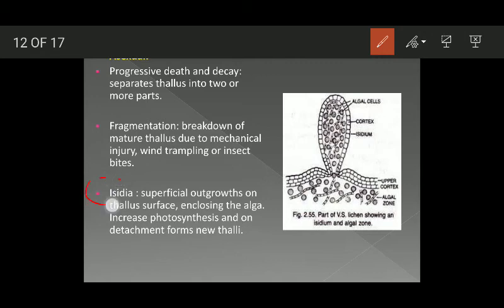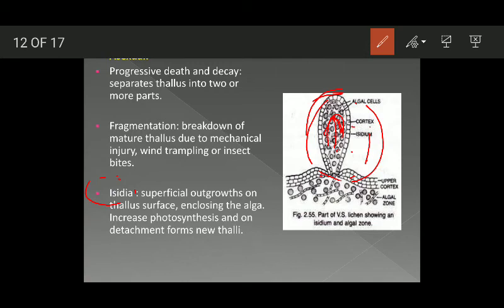Now isidia. Isidia represent superficial outgrowths on the thallus surface, and these superficial outgrowths enclose the alga. They are also known to increase photosynthesis, and on detachment from the thallus they form new thalli. So here you can see this is the isidia. These are the superficial growths on the surface of the thallus. They enclose the algal cells, and the outer covering is made up of fungal cells.